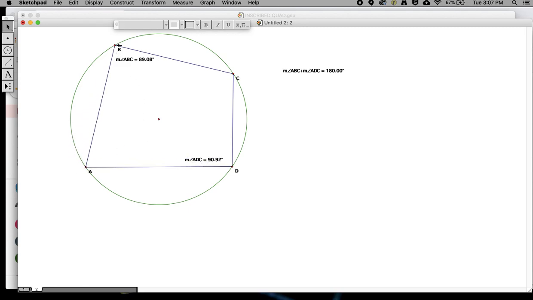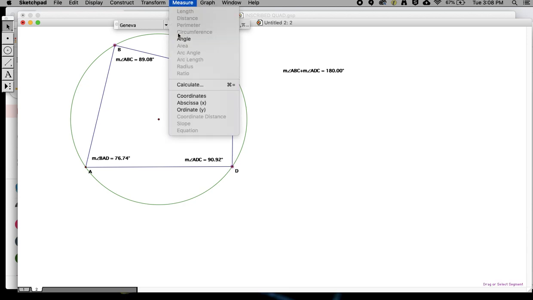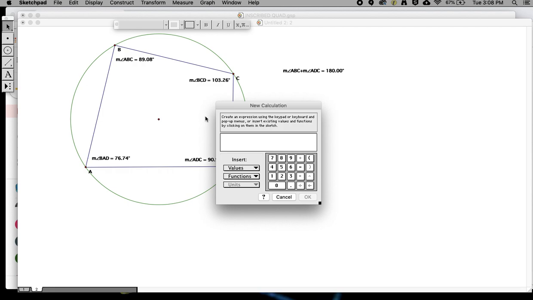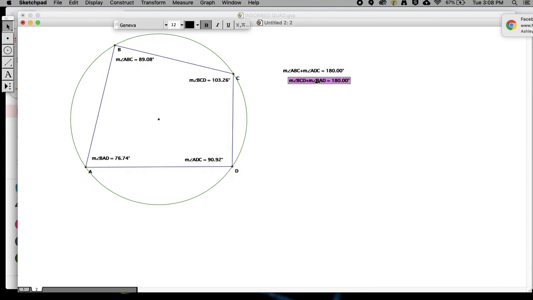And that should also work for the other friends at the party too, which I'm going to do here. If I hit measure, angle, I get 76.74 for that guy. And if I do the opposite angle to that, and hit measure, I'm going to get 103.26. And again, we go to measure and hit calculate, grab this angle, add it to this angle and hit OK. And sure enough, it's 180 degrees.